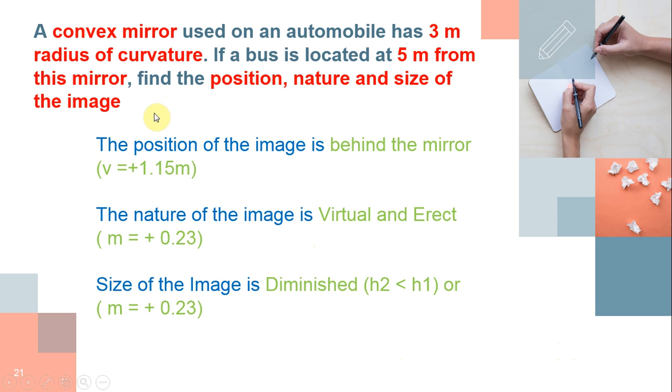Final conclusion: the position of the image is behind the mirror because V is equal to plus 1.15. Here plus indicates the right side of the mirror. The nature of the image is virtual and erect because M is equal to plus 0.23. Here plus indicates virtual and erect, and the size of the image is diminished because H2 is less than H1, or M is less than 1, so the size of the image is diminished.